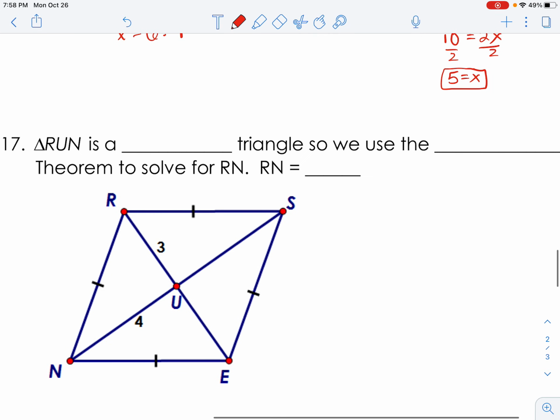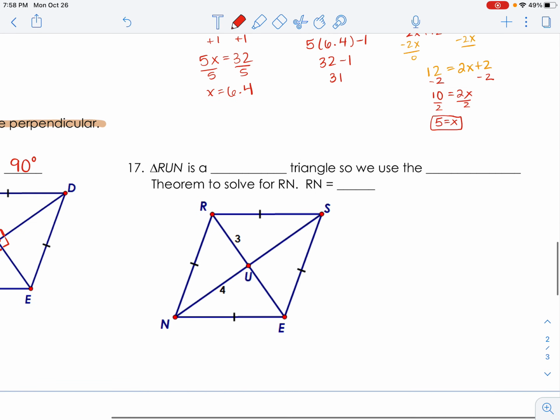All right, number 17 says triangle RUN. So R is here, U is here, N is down here. Connect to my triangle, there we go. It is a blank triangle. What type of triangle is this?